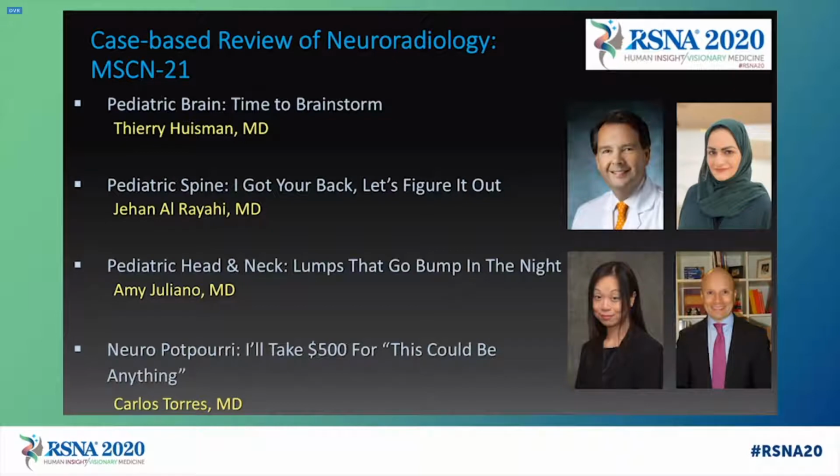For this first of our 2 sessions, we have a focus on pediatric neuroradiology, and we have a great slate of speakers lined up. We have Dr. Huseman of Texas Children's Hospital, Dr. Al-Rayahi of Sidra Medicine in Doha, Qatar, and Dr. Torres of University of Ottawa, who will show us a wonderful variety of cases. I try to pitch in with head and neck, and I work at Massachusetts Eye and Ear Infirmary in Boston.